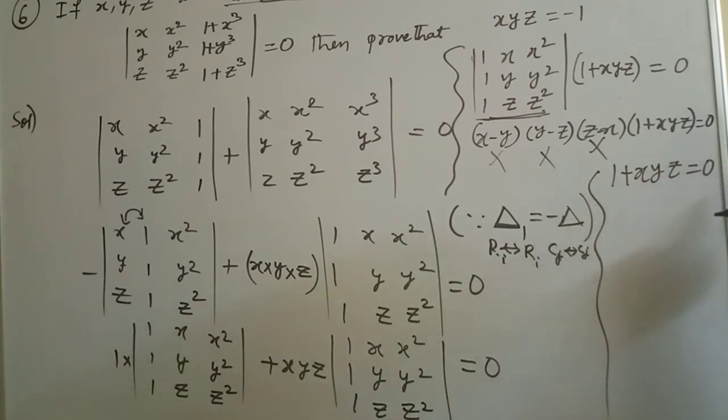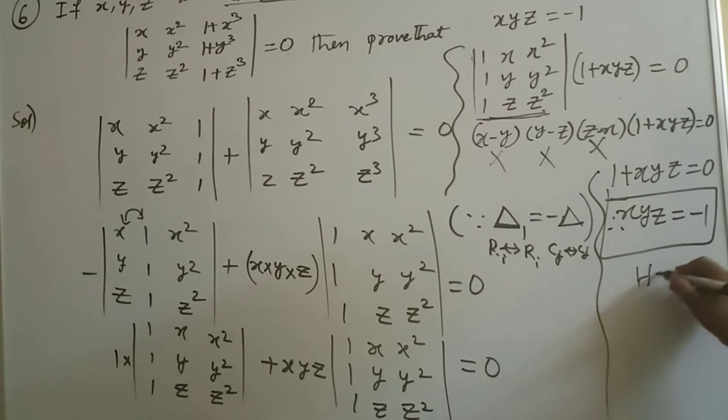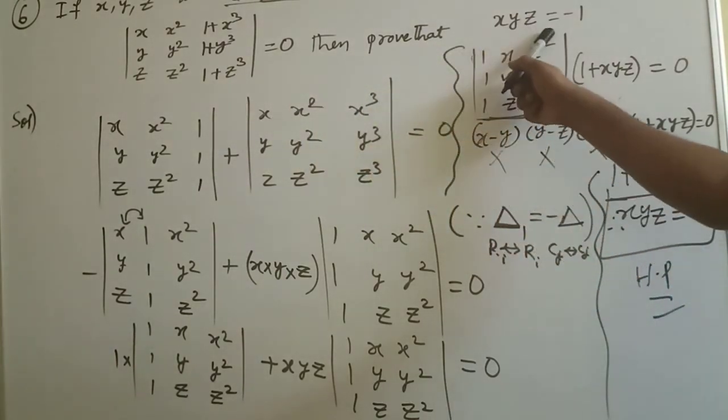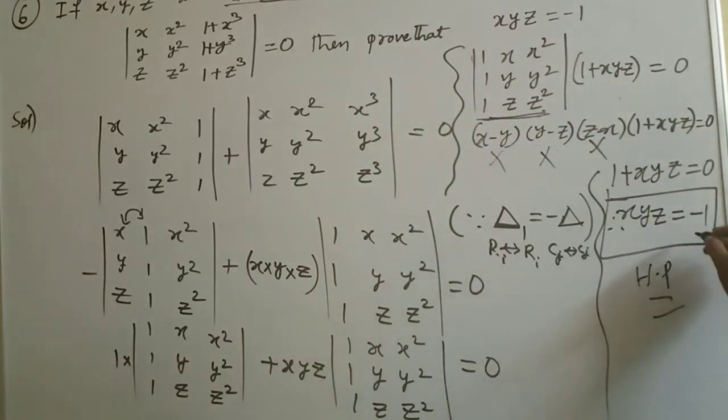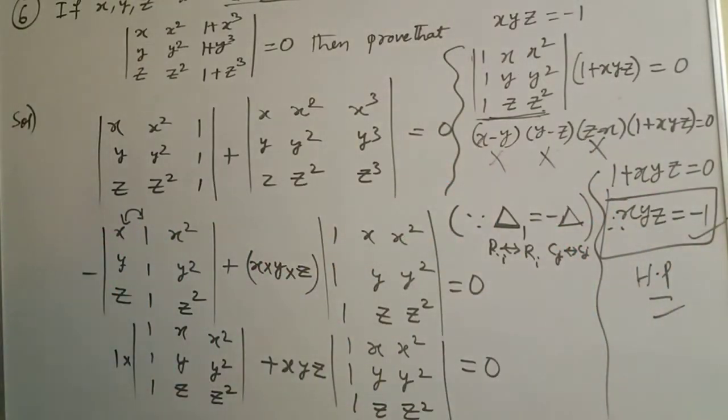Here plus 1 goes to that side, minus 1. So x y z is equal to minus 1. Hence it is proved. To check this, we only needed to prove that x y z is equal to minus 1. So proved. This is a very important problem from your examination point of view. Just prepare. Okay, so this is about your problem 6. Let's move on to the 7th problem.